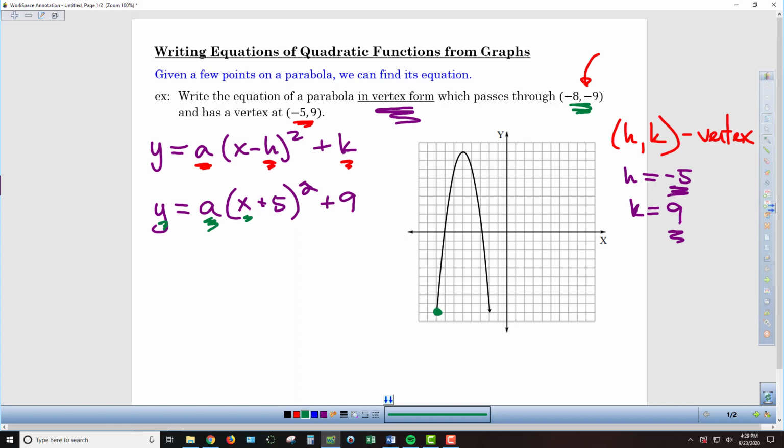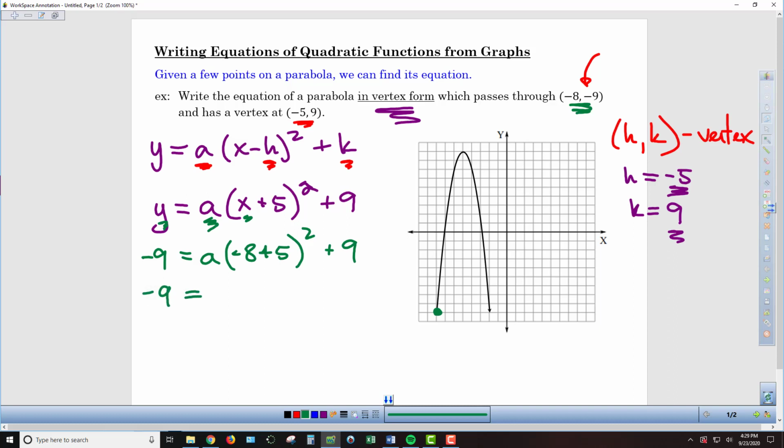In place of y, I'm going to put -9, because that's the y coordinate, equals a, which I don't know, that's what I'm going to be solving for, times (-8 in place of x) and then I've got the other pieces, the +5 and the +9, that I was able to plug in as a result of knowing the vertex. And so now I've just got to solve for a in this equation. And then I'll know what my vertex is, I'll know what my dilation factor is, and so then I'll be able to finish off writing my complete equation.